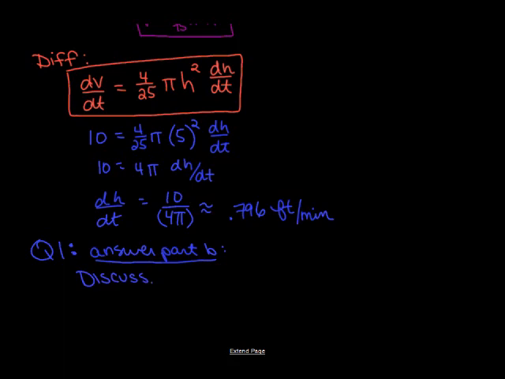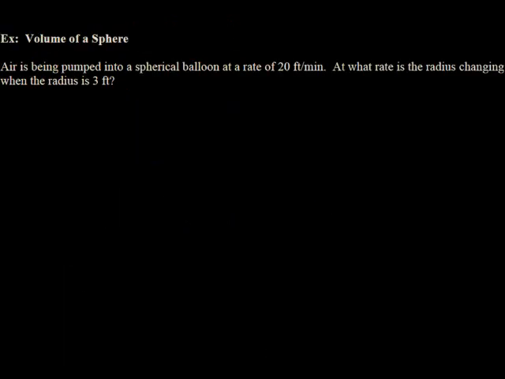Okay, so the next question we want to look at, we have a volume of a sphere problem. This should be right below the one we just did in your notes. And this problem says air is being pumped into a spherical balloon at a rate of 20 feet per minute. And all my cubes disappeared on my notes. So that's 20 cubic feet per minute. At what rate is the radius changing when the radius is 3?